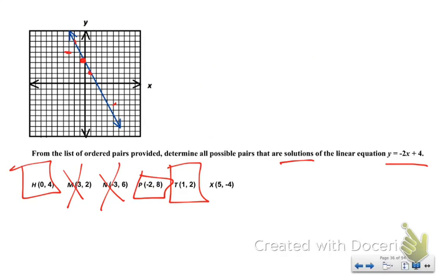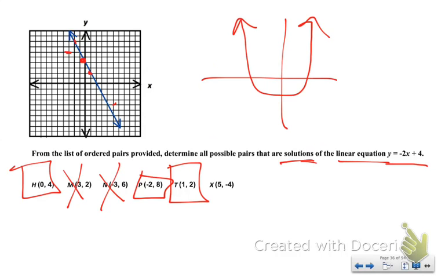Now, one thing I do not want you to confuse: when you see solutions of a linear equation, remember that's different than a quadratic equation, because solutions of a linear equation is any point that falls on the whole line. So it's going to have infinitely many solutions. Whereas a quadratic, when we were talking about solutions, we were talking about where does it cross the x-axis. So for a linear equation, it's not just going to be the x-intercept. Okay, it's any point that falls on that line or makes that equation true.